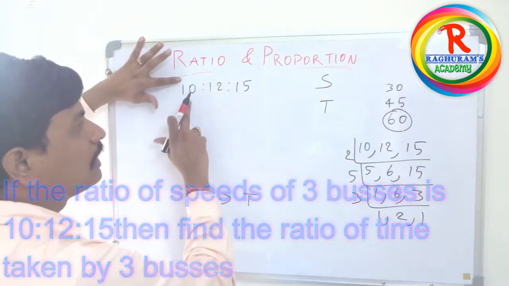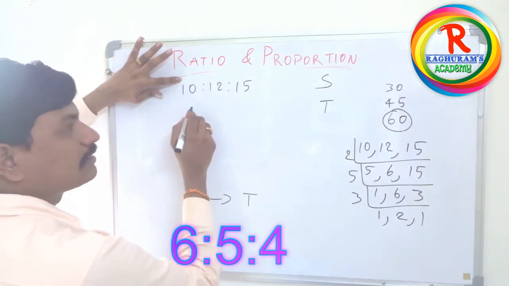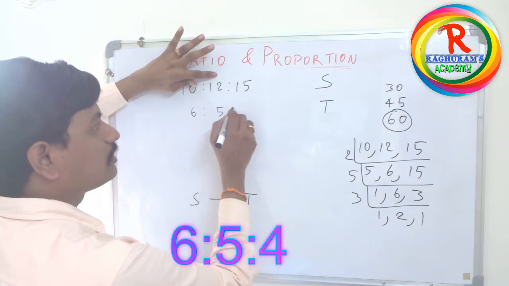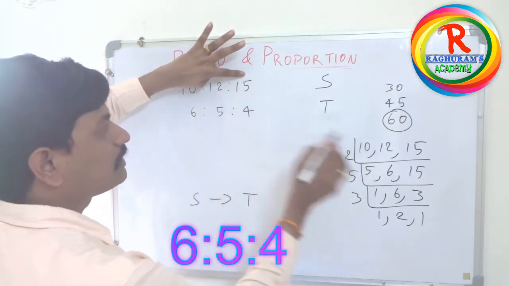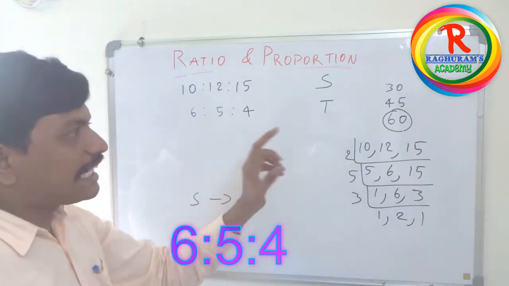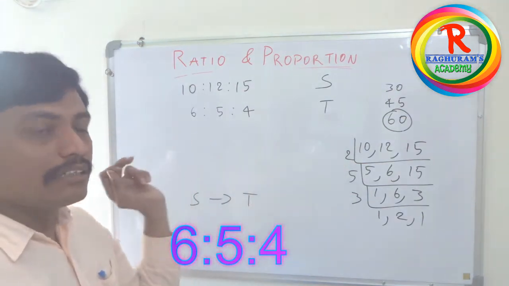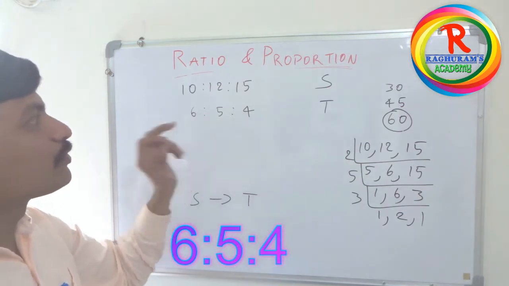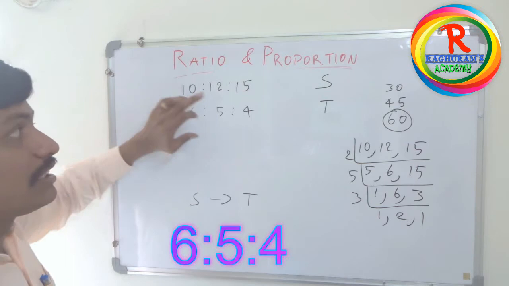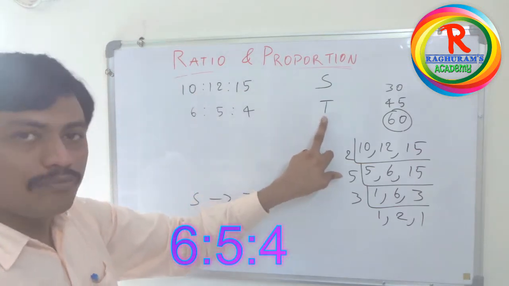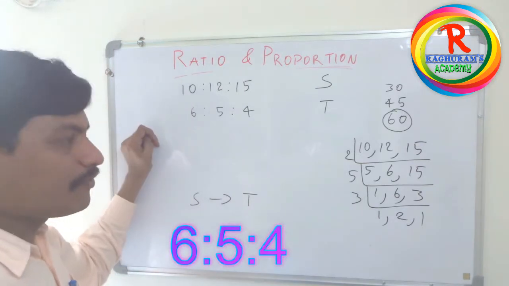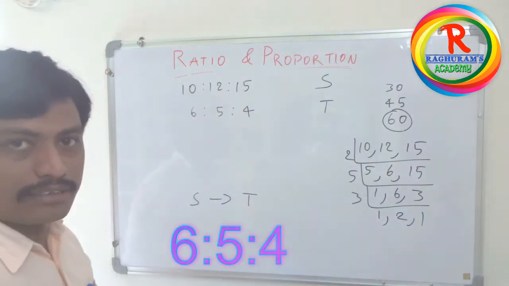So how do we find the ratio? 10 6s are 60, is to 12 5s are 60, is to 15 4s are 60. Now any cancellation? 6 is to 5 is to 4, no cancellation. So the ratio of time taken by the 3 buses is 6 is to 5 is to 4. So we just find the reciprocal, what you call the inverse ratio of the speed. Suppose time is given and we need to find the speed, we find the inverse ratio in the same way. So we get the answer.